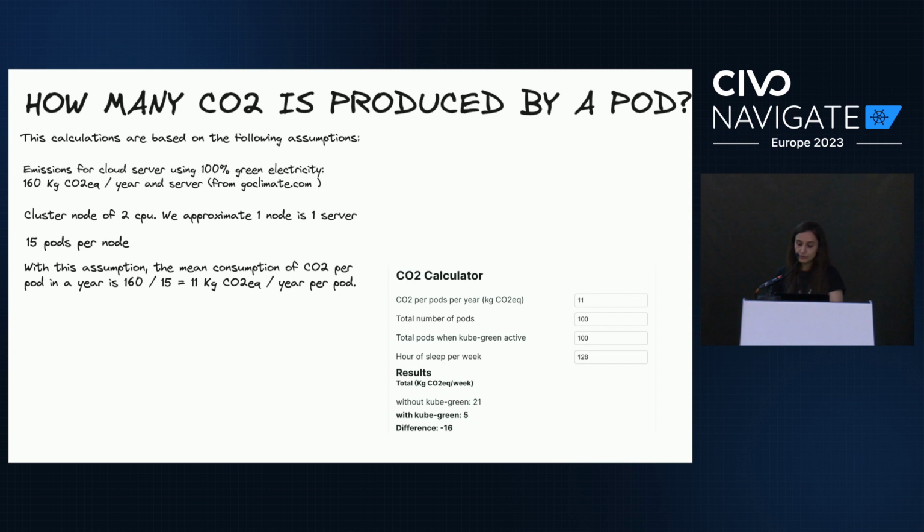As you can see, CO2 per pod per year is 11 and the total number of pods is 100 when Kube Green is active, and the hours of sleep per week are 128. Without Kube Green, CO2 is 21, and with Kube Green, it is 5. So there is a total difference of 16 that we can make using Kube Green. When you install Kube Green, this much impact you can create for the environment in a technical way.